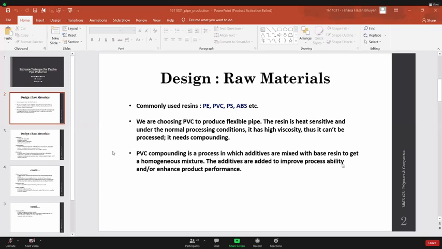I am Fahri Hassan, roll 31. I'll be discussing raw materials for production of flexible pipe.